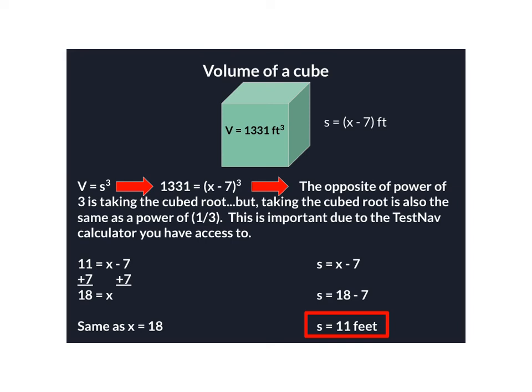Now we have not found the side yet, we've just found what x equals. Once we know what x equals, we can plug it back into this expression right here to find the value of that side. So that side is represented by x minus 7, but we know now that x is 18. That's where we plug that in right there. 18 minus 7 gives us 11 feet. So the side right here is actually 11 feet. And if you took that 11 feet and you cubed it, multiplied it by itself 3 times, you would get a volume of 1,331 cubic feet. Hope this helps.